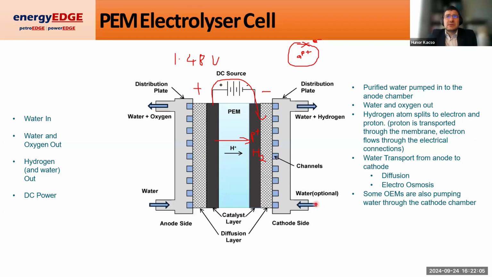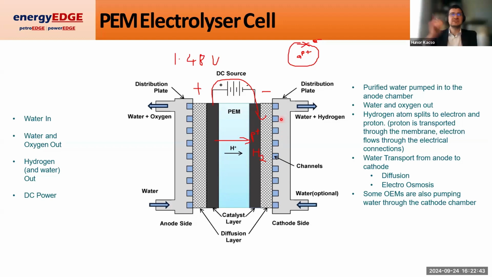And you can see this arrow in here which says water. This is optional, so this is not really being done by most OEMs. However, there are one or two OEMs that I can point to which do run water into the cathode side. Yes, they do this. This is a thing. And by the way, this is not only for small electrolyzers, also some electrolyzer OEMs with very large megawatt scale electrolyzers, or even gigawatt scale electrolyzers.